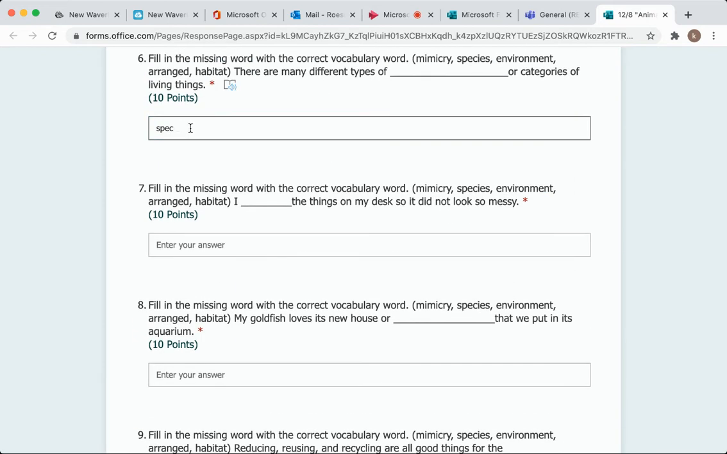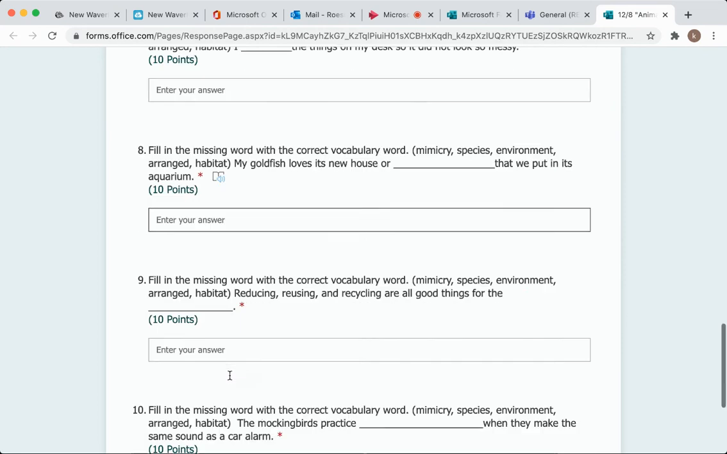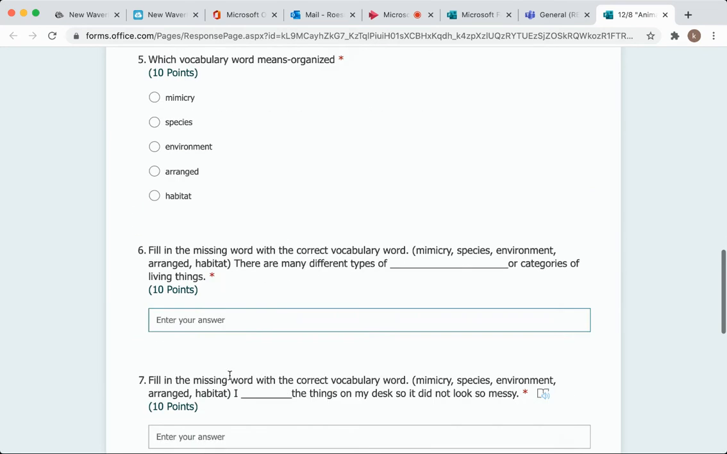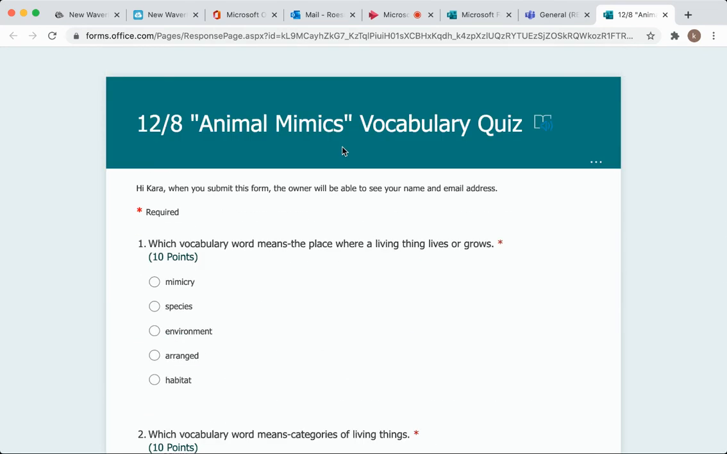It will auto grade. Remember, if you spell something wrong or you use a capital letter where I didn't, it'll count it wrong. I will go back and count it right and send that grade to you. Okay, that's your first assignment. So that's your Animal Mimics vocabulary quiz.